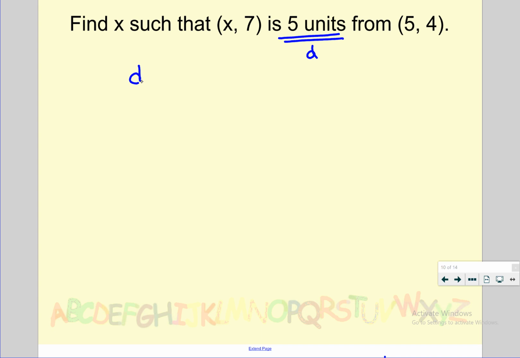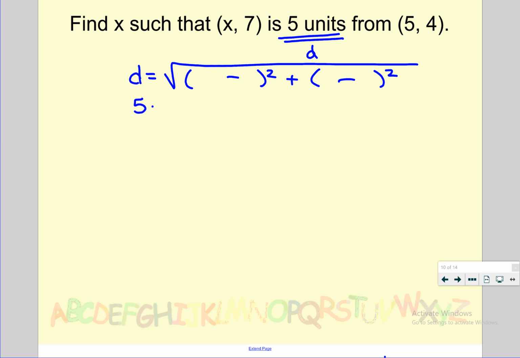Remember, our distance formula looked like this. Distance equals, and then we had, I'm not even going to fill all this in right now, something like that, right? And in the middle, we subtracted our x's and we subtracted our y's. Yeah? So we're going to fill in everything we know. Our distance is 5. Then we're going to subtract our x values. Now, one of them is just going to be an x. So x minus 5 squared.